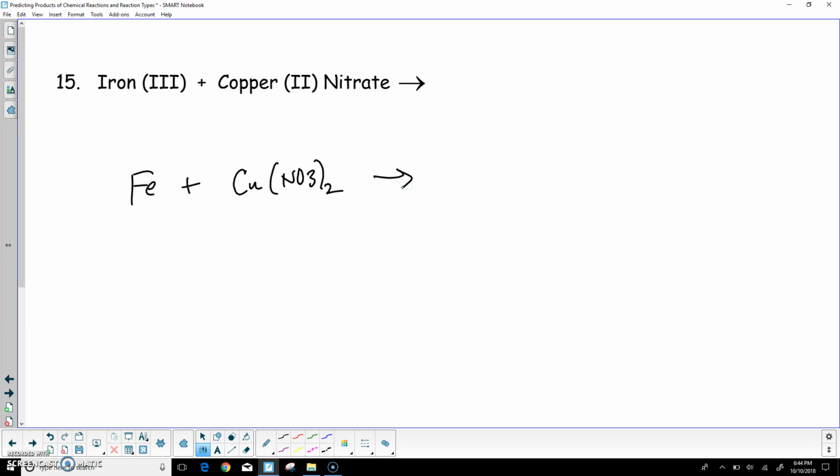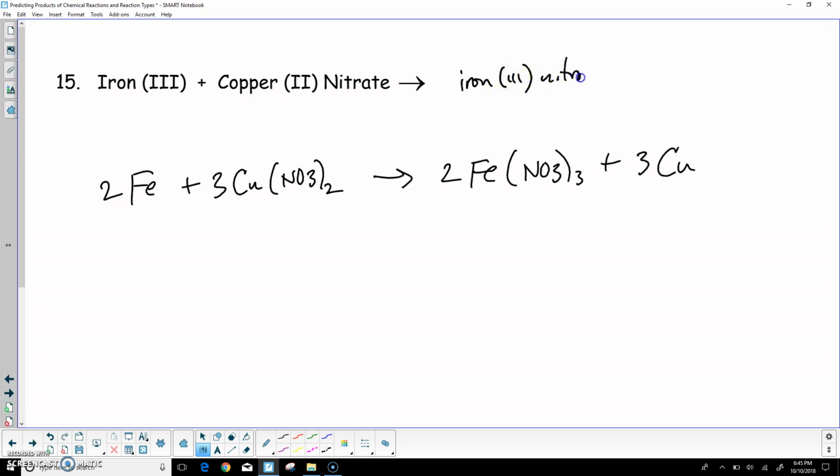Iron is going to try to replace the copper, because like replaces like, metals replace metals. And so because iron is going to be 3 because of this 3, it's going to be Fe(NO3)3, and then copper gets kicked out. It's by itself. In order to balance this, you're going to put a 2 here and a 3 here. 3 in front of the copper, 2 in front of the iron. So all we have to do now is name it: iron, Roman numeral 3, nitrate, plus copper. Single replacement.